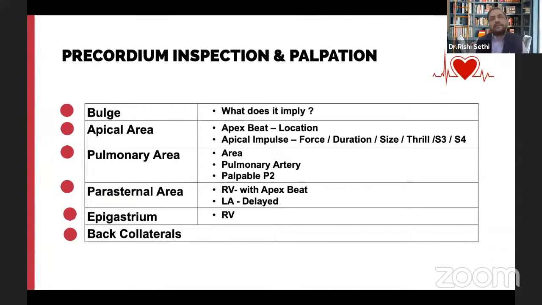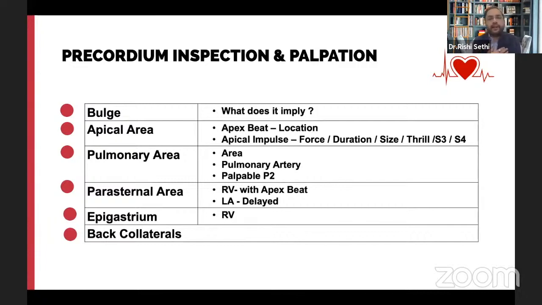Apical impulse is something where you describe the apex completely, and it can be described in the form of force, whether it's forceful or not, duration, whether it's sustained or not, its size, what is the size in centimeters of the apical impulse that you are feeling, and what is the size in terms of an intercostal space. Is it limited to one intercostal space, or does it occupy more than one intercostal space? And then in apical impulse, you can describe additional thrills or a palpable S3, S4, opening snap, and so on and so forth.